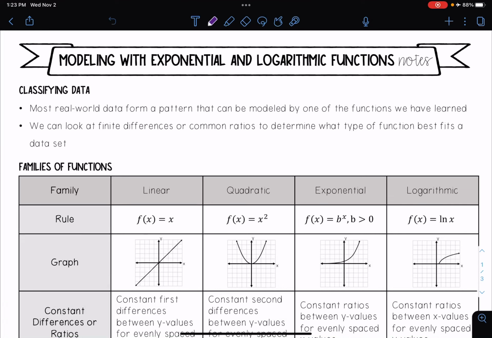Hello everyone, today we're going to be talking about modeling with exponential and logarithmic functions. So first thing that we can do is classify data. We see that most real-world data form a pattern that can be modeled by one of the functions we have learned. And so we can look at finite differences or common ratios to determine what type of function best fits a data set.